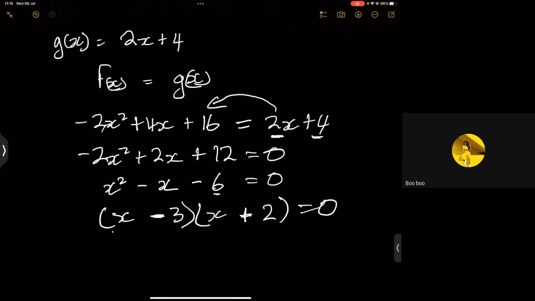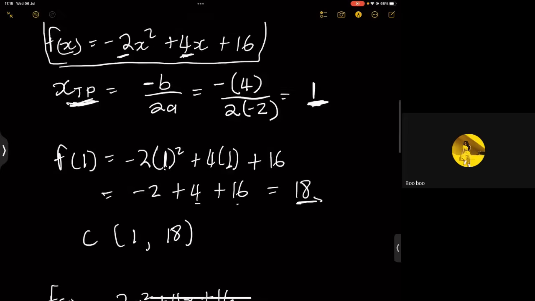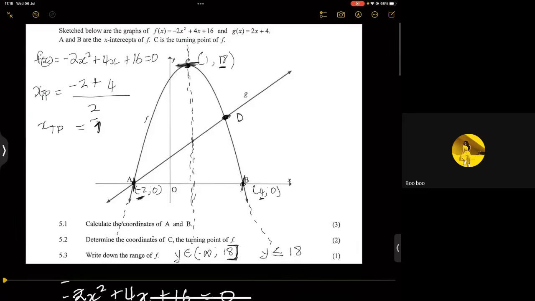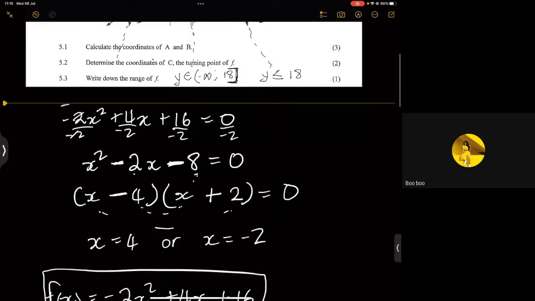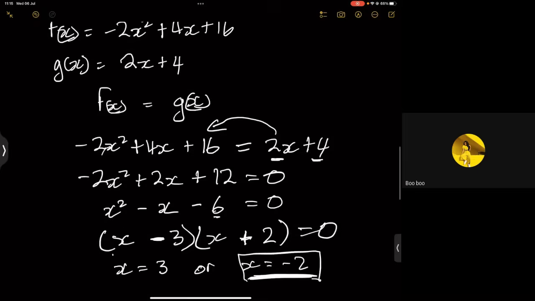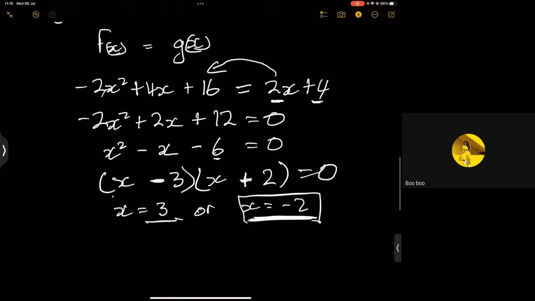So in this case, what do we have? We've got x is equal to 3 or x is equal to minus 2. Do you see that x is minus 2 that I was talking about? Which point is that? It's that point A there, because we know the two graphs are equal at that point. So at D, the x value should be x is equal to 3.